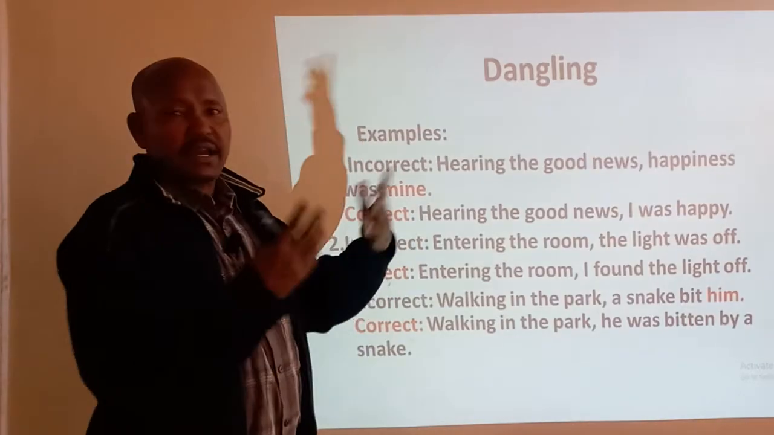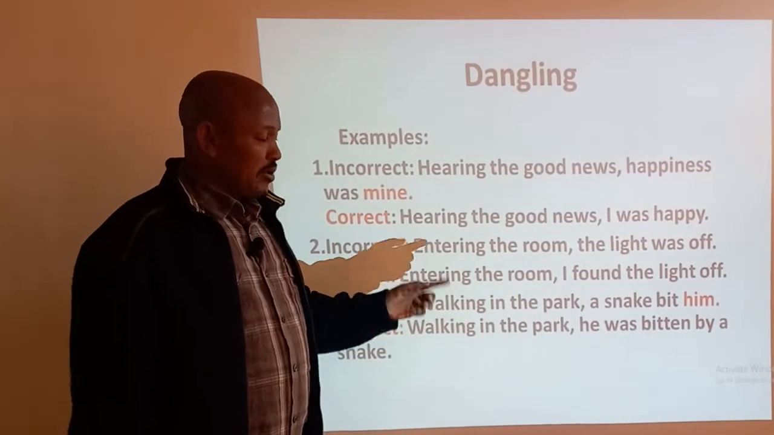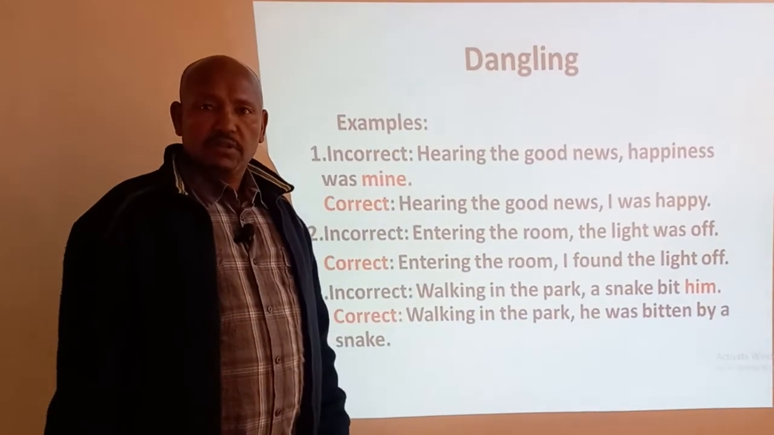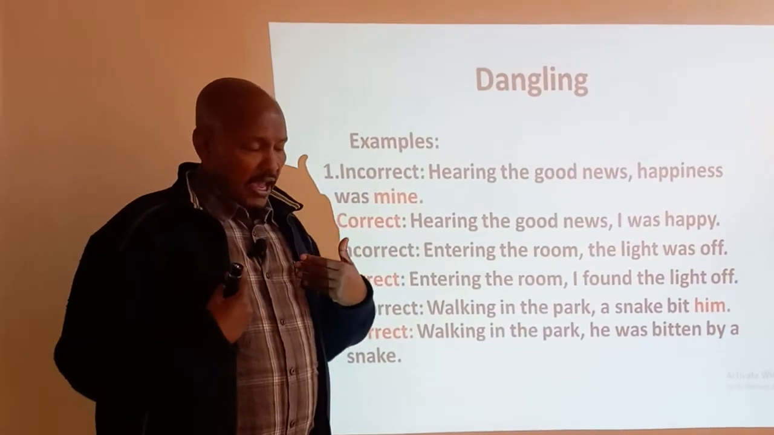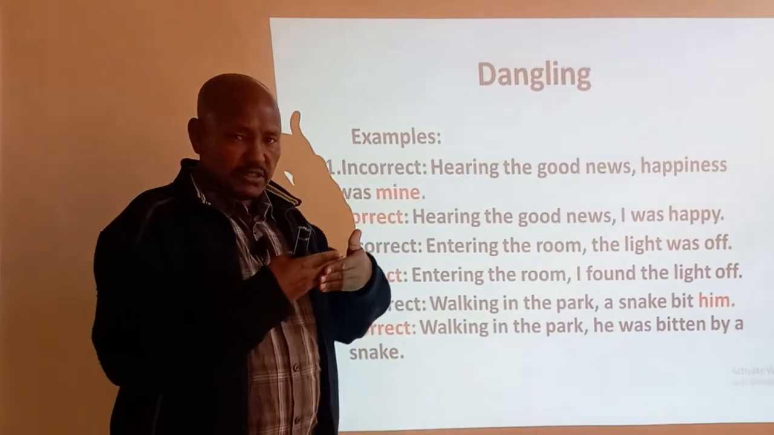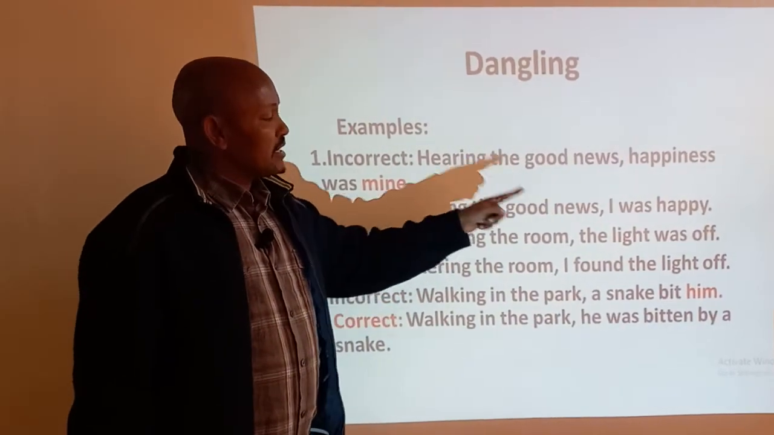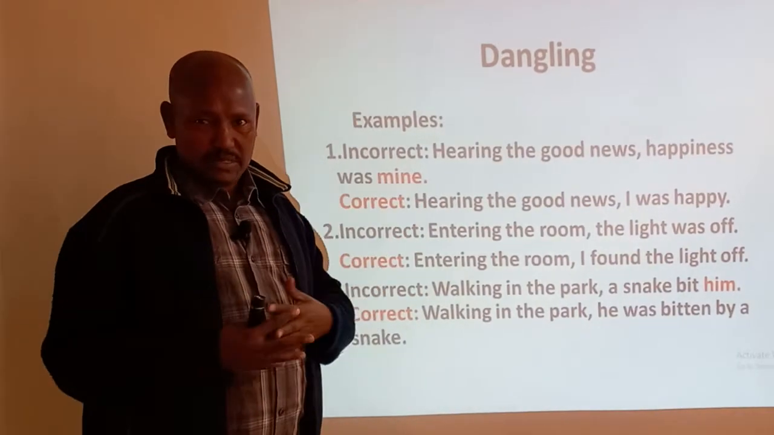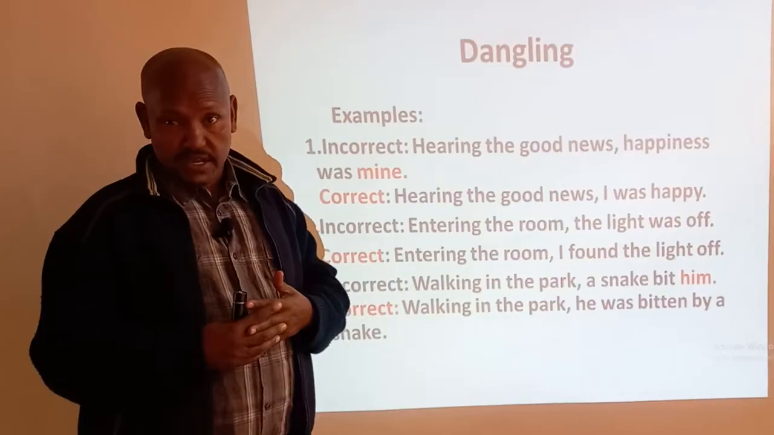So it must be parallel here. So entering the room, the light was off. While I was entering the room, the light was off. The person who activates the action is I myself, and the second clause should be parallel with the first clause here. So depending on the principal subject, the second clause should be converted into the convenient subject, as it means. Otherwise, there is also a problem. So that kind of problem is dangling modifier.